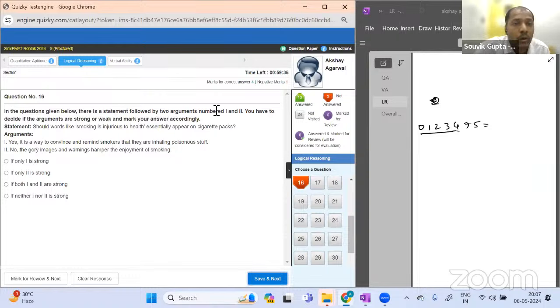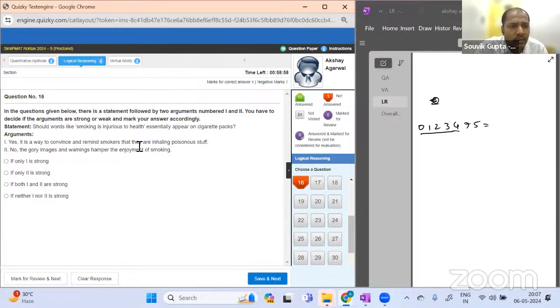Statement, 2 arguments. You have to decide the argument strong or weak and mark your answers accordingly. Should words like smoking is injurious to health essentially appear on cigarette packs? Yes, it is. It is a way to convince and remind smokers that they are inhaling poisonous stuff. No, the gory images and warnings hamper the enjoyment of smoking.